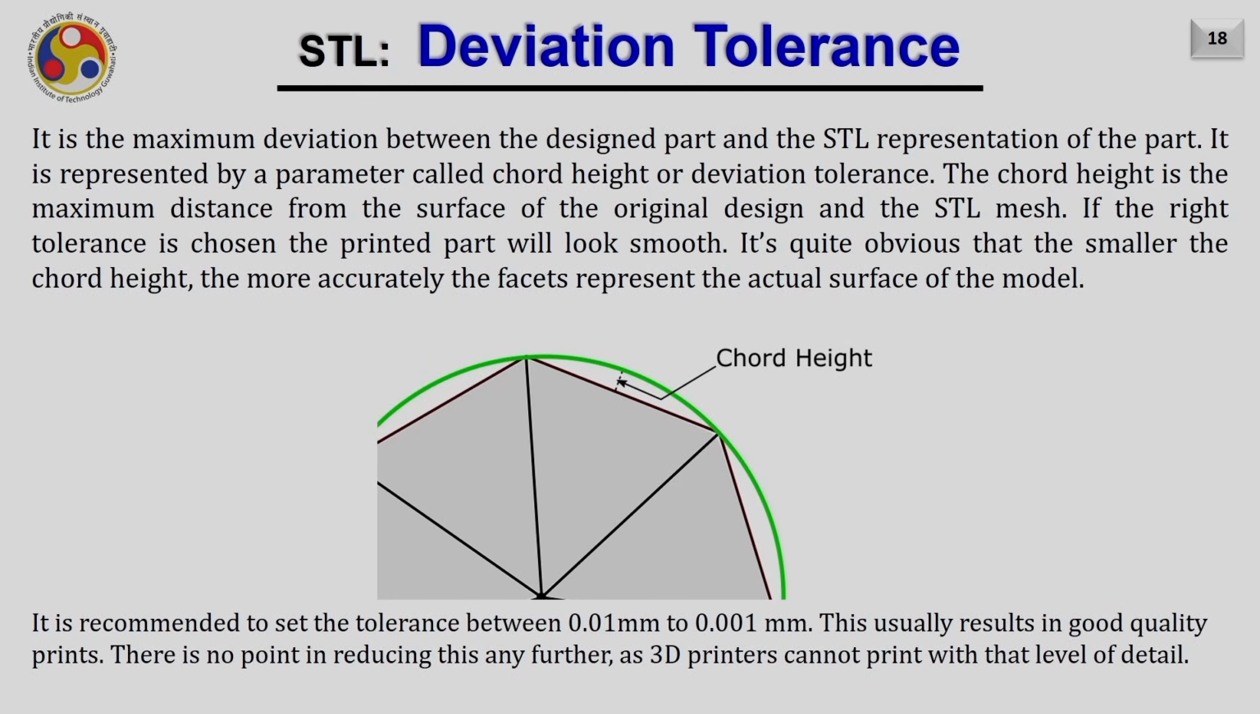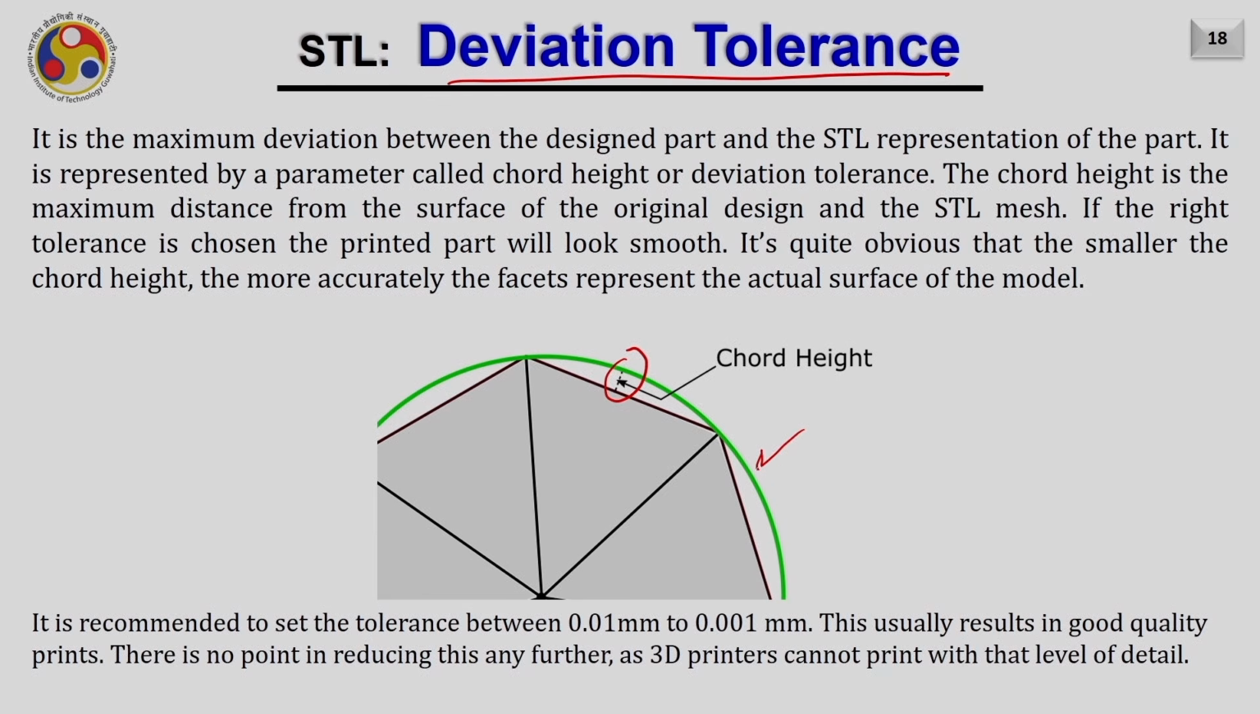First is called the deviation tolerance. It is the maximum deviation between the designed part and the STL representation of the part. It is represented by a parameter called chord height or deviation tolerance. The chord height is the maximum distance from the surface of the original design to the STL mesh.